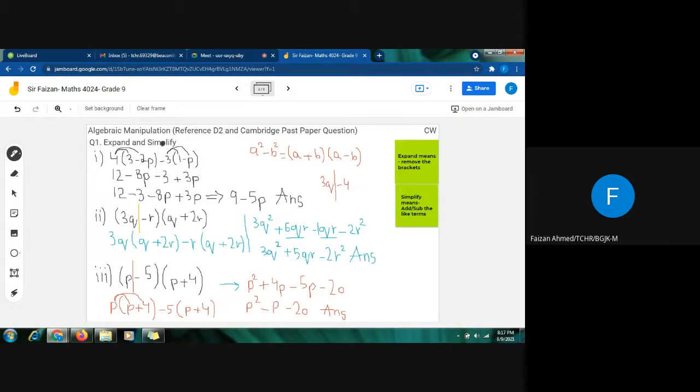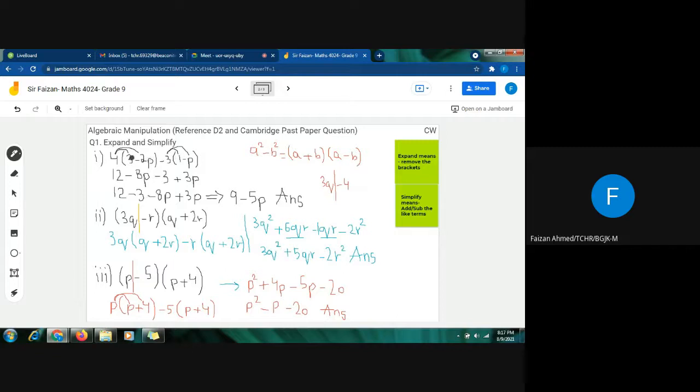First, we have to understand the question. The question says you have to do two things. The first thing is you have to expand, and the second thing is you have to simplify. So, what does expand mean? Expand means you have to remove the brackets. Remove the brackets means I have to remove these two brackets in order to expand.